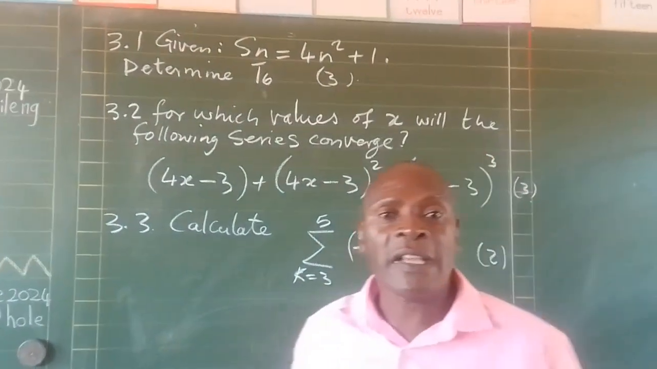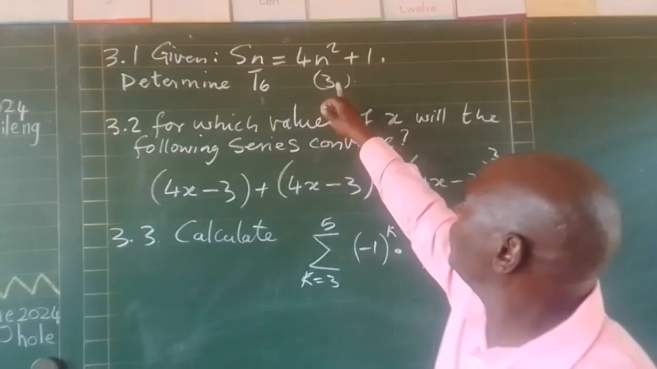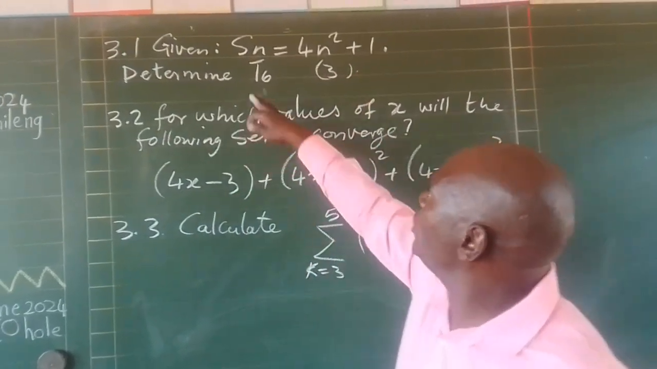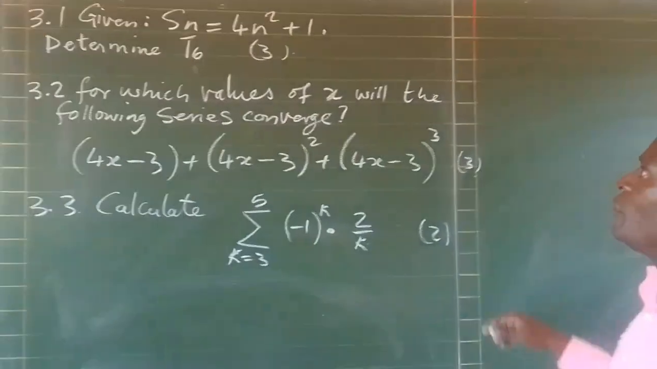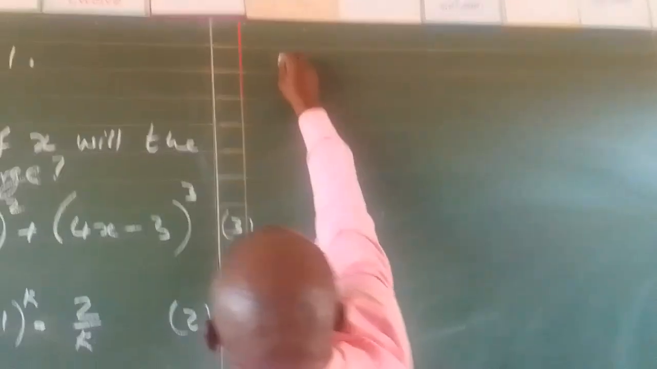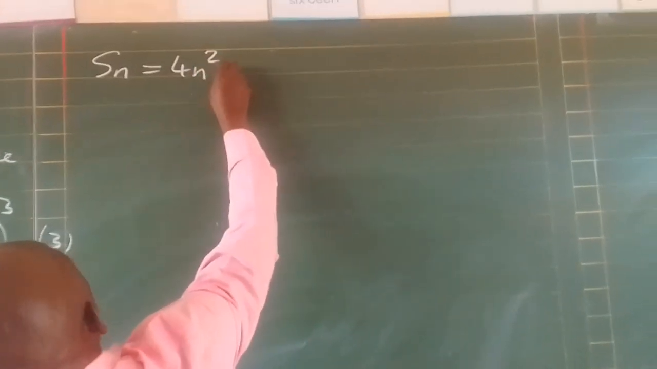Today we're going to do the sequencing series whereby we are going to check the sum. Given that Sn is equal to 4n squared plus 1, they want you to determine T6 for 3 marks. So for you to determine T6, you start by saying Sn is equal to 4n squared plus 1.